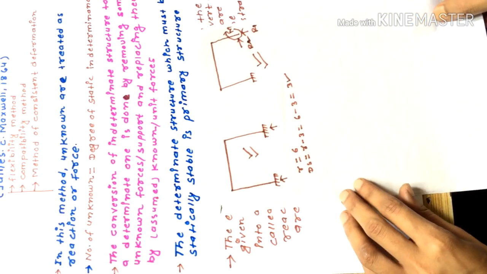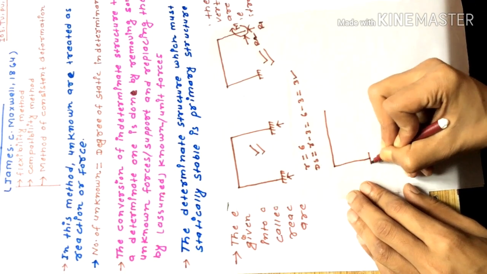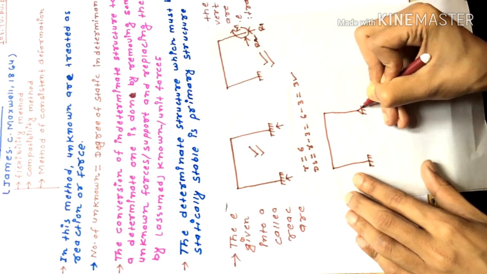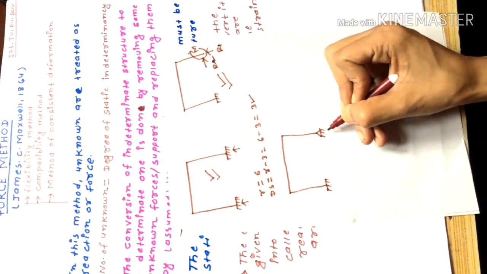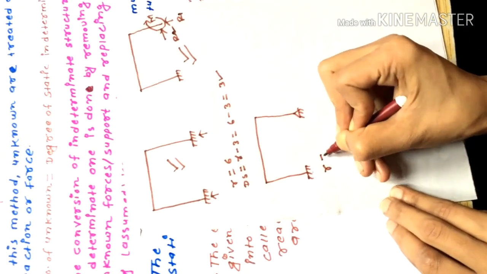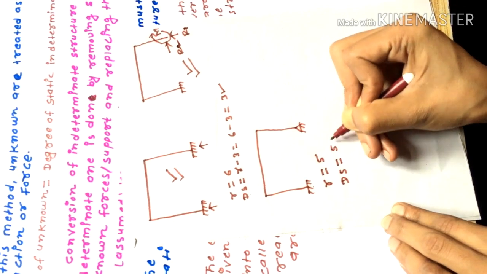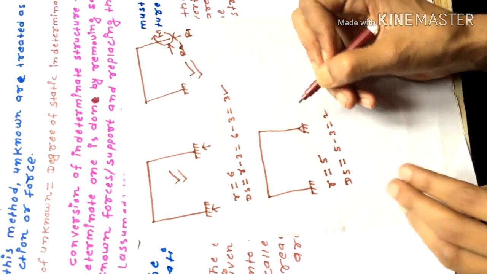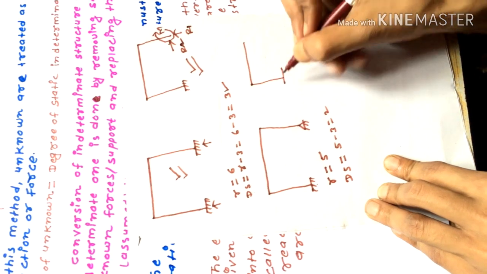So let me clarify another concept. Let us take another example. If this is a frame, here this is a fixed support, and at a fixed support the number of reactions is 3, and this is a hinge support, and at a hinge support the number of reactions is 2. So the number of reactions R is equal to 5. So the degree of static indeterminacy is 5 minus 3, which is equal to 2. So we have to put 2 unknowns here. Let me analyze it.